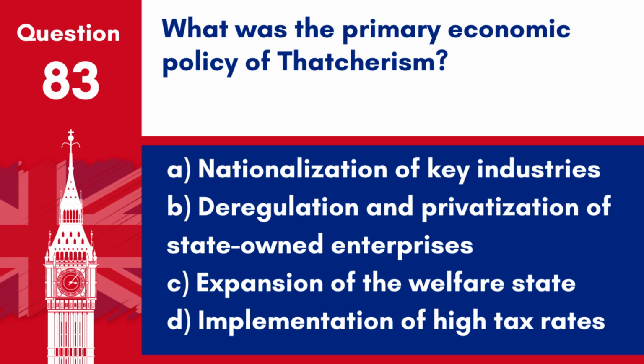Question 83. What was the primary economic policy of Thatcherism? A. Nationalization of key industries. B. Deregulation and privatization of state-owned enterprises. C. Expansion of the welfare state. D. Implementation of high tax rates. Answer: B. Deregulation and privatization of state-owned enterprises. Thatcherism, the economic policies associated with Margaret Thatcher, emphasized deregulation, free markets, and the privatization of state-owned enterprises.